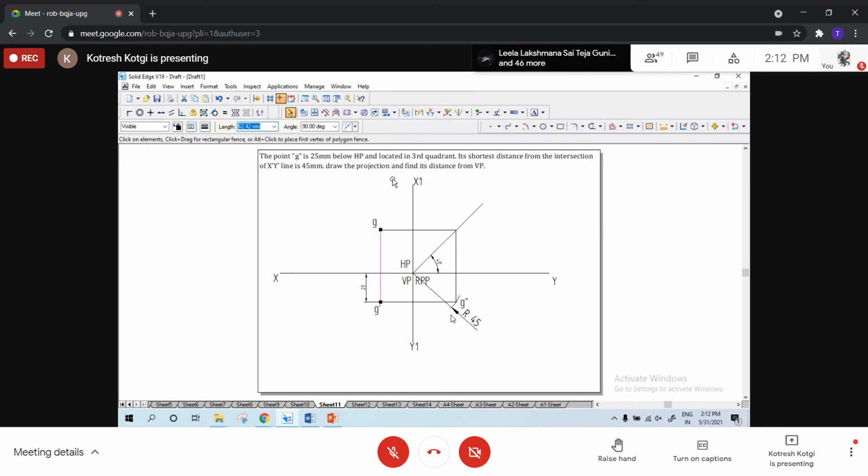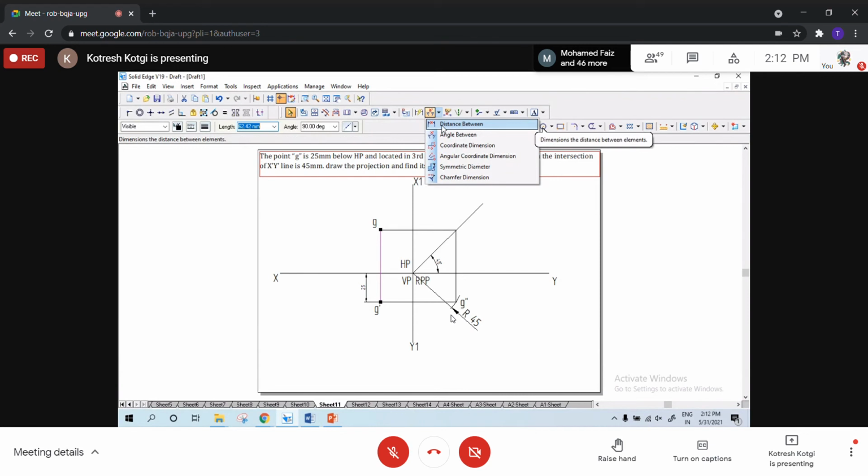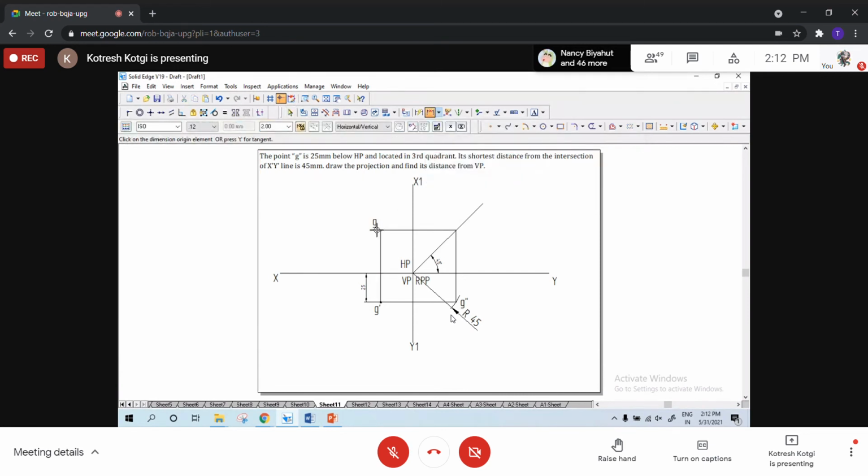That is G. Now, what they have asked is the distance of that point from VP. It means the distance of this point G from the top XY line. That is what they have asked. From the XY line means from VP itself. Okay, see here. It says 37.42. 37.42 is the distance from VP. It is 37.42 mm behind VP. You're getting my point? You understand?